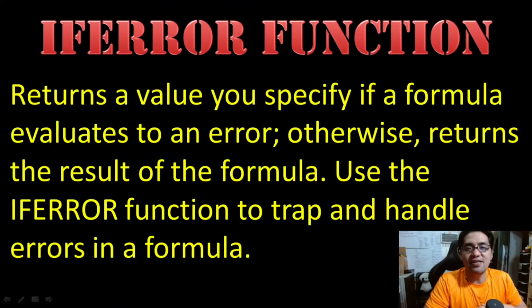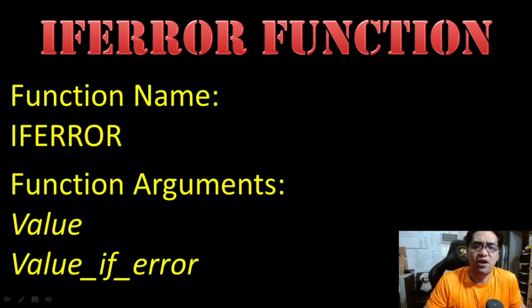From Microsoft Excel's own help document, the IFERROR function returns a value you specify if a formula evaluates to an error. Otherwise, returns the result of the formula. Use the IFERROR function to trap and handle errors in a formula. For the IFERROR function, the function name is IFERROR, and for your function arguments, you have two. First, you have the value, and then you have the value IFERROR.